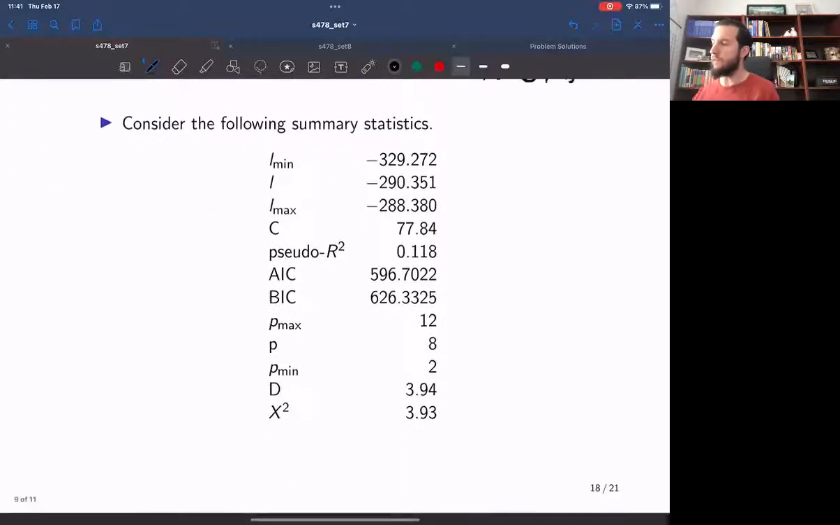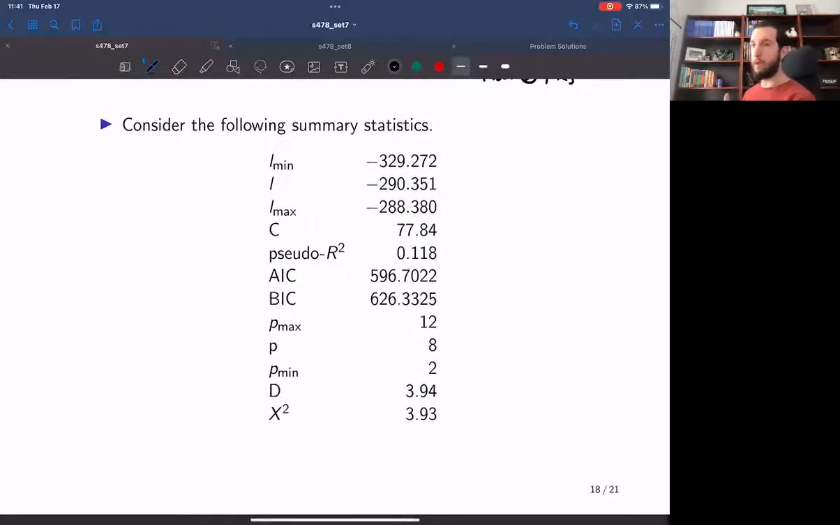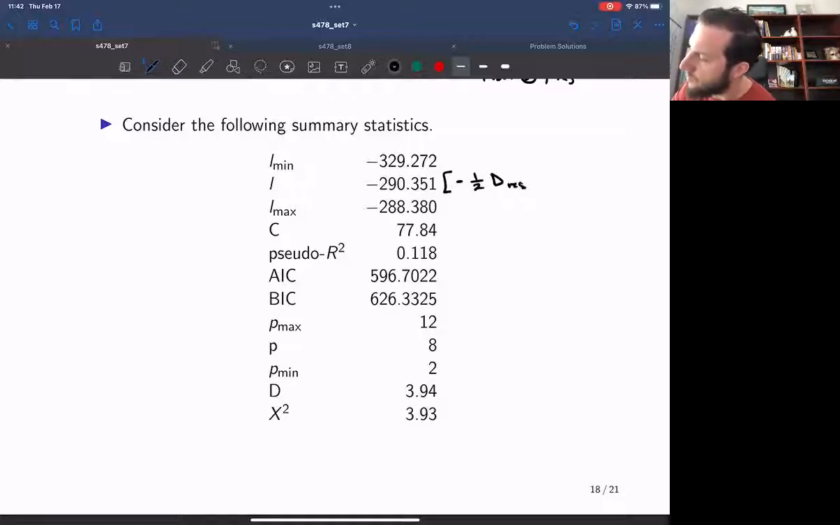Okay, so for the fitted model, the minimal model, and the maximum model, I've given a number of different summary statistics on this slide. We're going to talk about the calculation of a few of these momentarily. One of the notable ones is this value here. So this is the log likelihood for the fitted model. This is -1/2 the deviance residual from R.